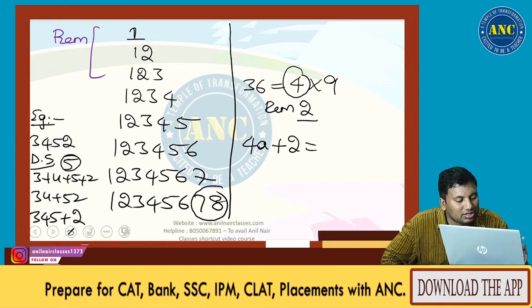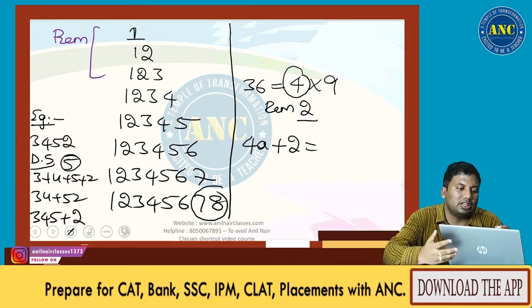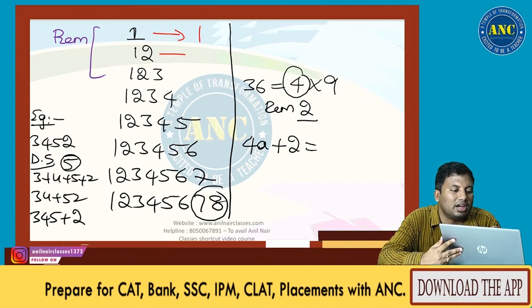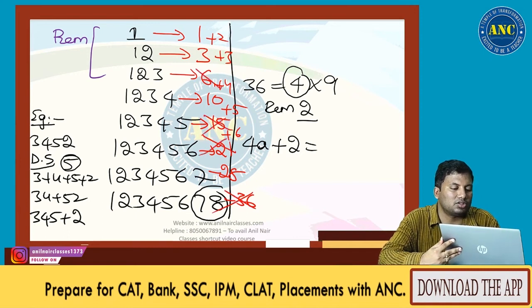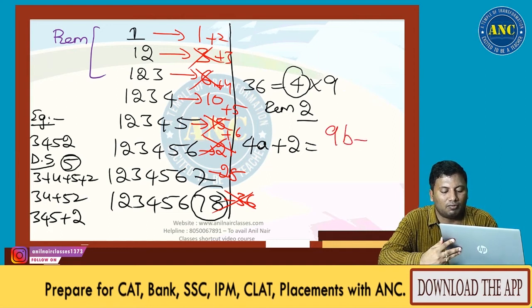So what I will do is, here I will do it in this order. Here it is 1. Here it is 1 plus 2, 3. Again addition of 2, addition of 3, addition of 4. I hope the series is clear. Addition of 5, addition of 6. These plus 2, here plus 3, here plus 4, here plus 5, here plus 6. Addition of 7, addition of 8. 36 is over. 1 plus 1 plus 1, 9b plus 3. 4a plus 2 is equivalent to 9b plus 3.